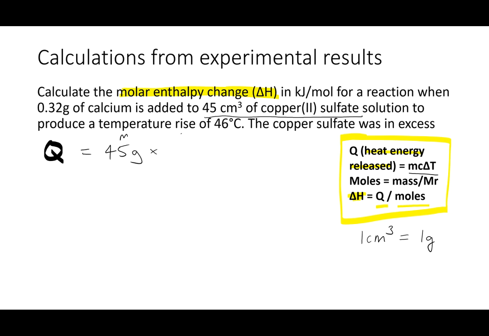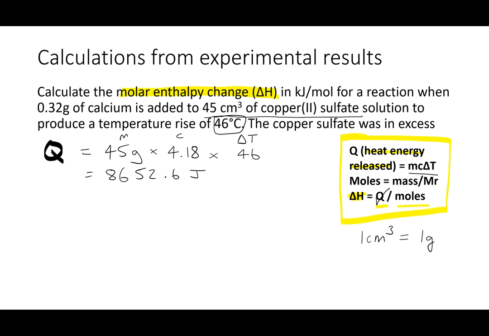Times by c, which is a constant value which will be given to you in the exam, which is 4.18, times by the delta T, so that's the change in temperature, which in this case is 46. And we put that all together, and that gives us a value of 8,652.6 joules, so joules of energy. So that's the amount of energy released during this reaction. So that's the Q part done.